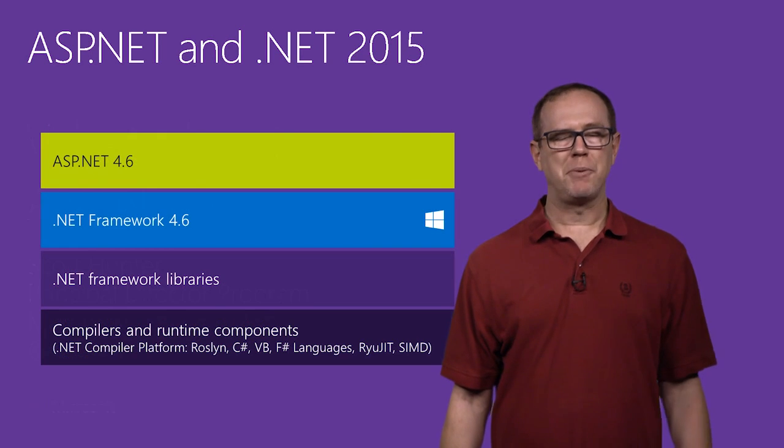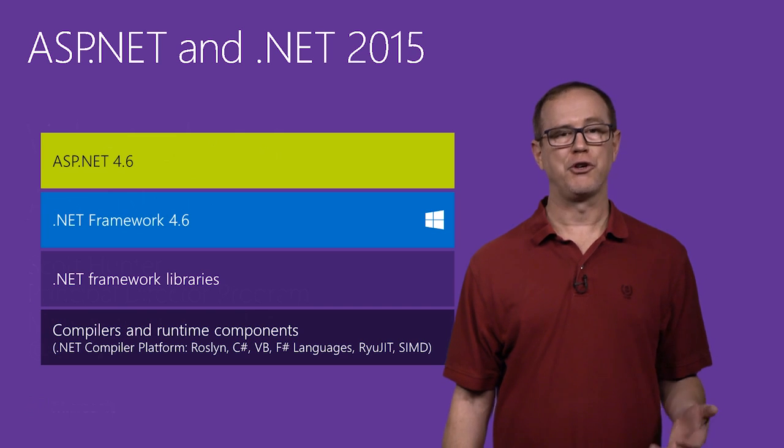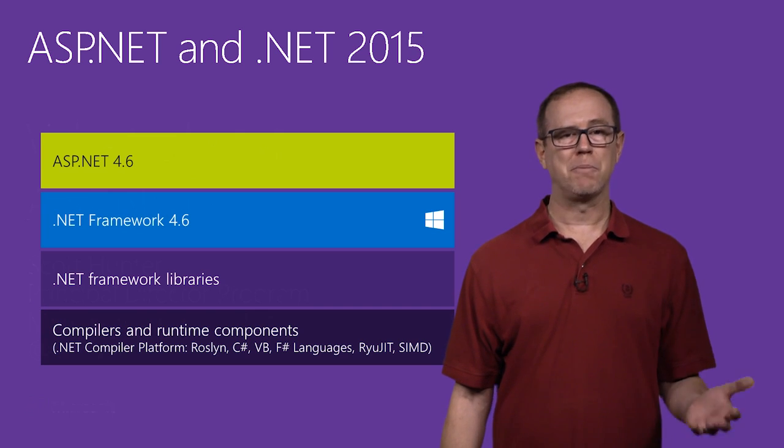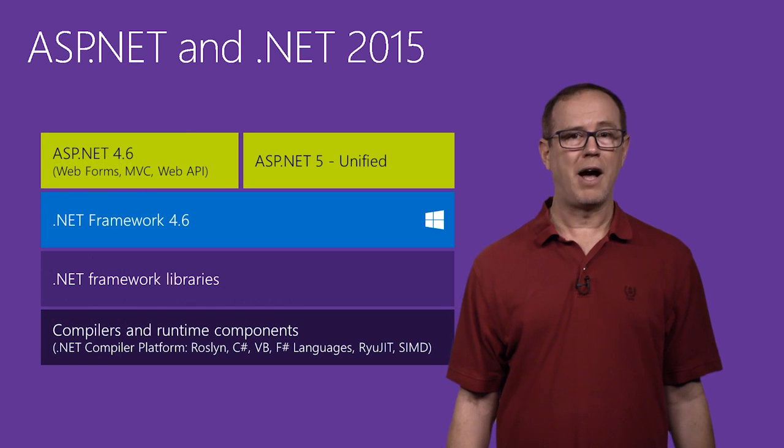We just released ASP.NET 4.6 a few months ago. It brings a bunch of new capabilities like HTTP2, Roslyn support, which is running the newest compilers for C# and Visual Basic. We added async model binding and a variety of other things. We already shipped that. I'm here today to talk about ASP.NET 5.